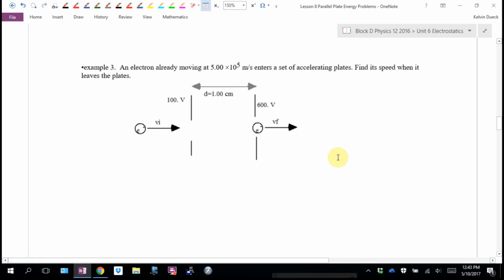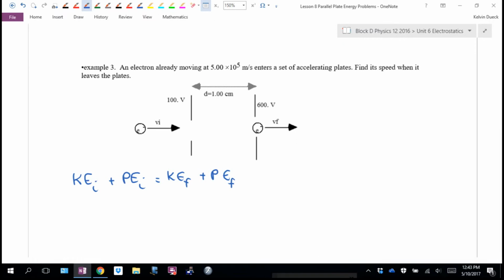Nick, what's this question want me to find? Speed or velocity? Speed suggests a scalar approach. Again, if you kind of turn your head sideways, there is a change in voltage, change in height, change in speed. This is a job for conservation of energy. KE initial plus PE initial equals KE final plus PE final.